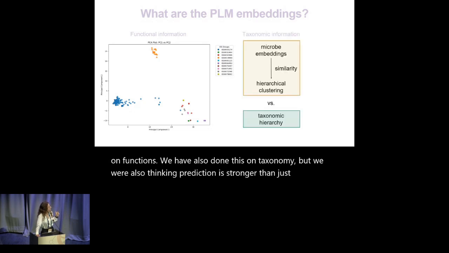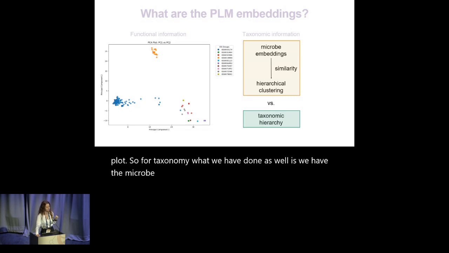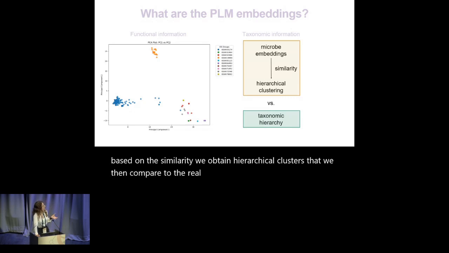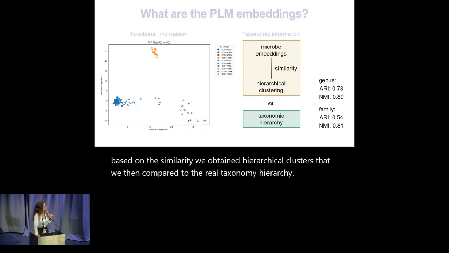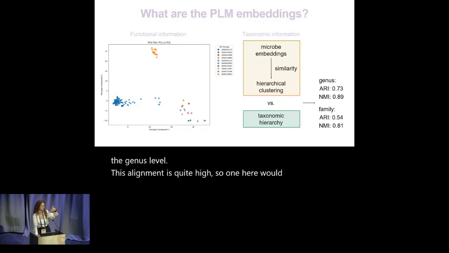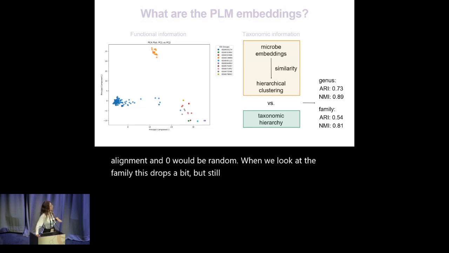So for taxonomy, what we have done as well is we have the microbe embeddings and we calculated similarity, and based on the similarity, we obtain hierarchical clusters that we then compare to the real taxonomy hierarchy. And then we calculated an alignment score on the genus level. This alignment is quite high, so 1 here would be perfect alignment and 0 would be random. When we look at the family, this drops a bit, but still provides quite moderate to strong alignment.